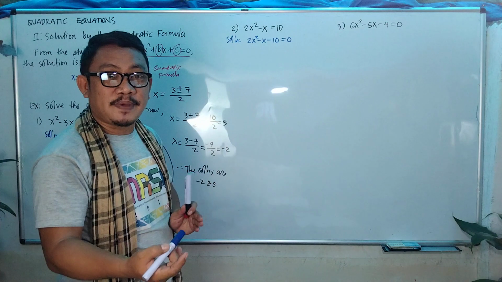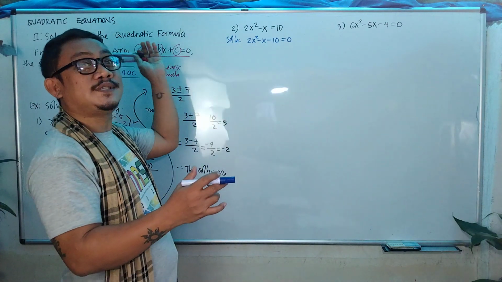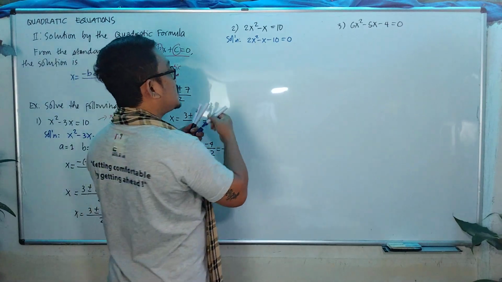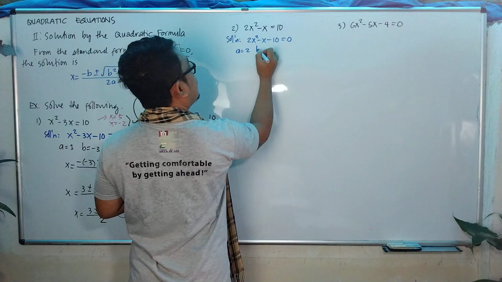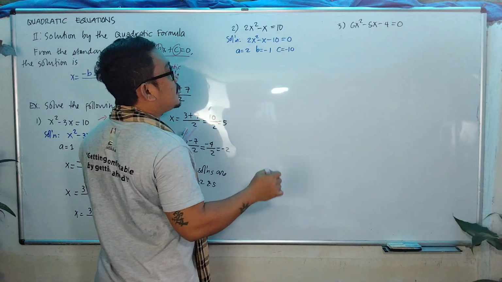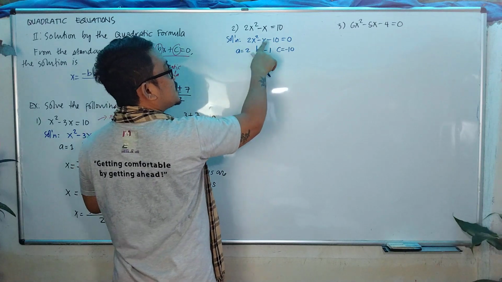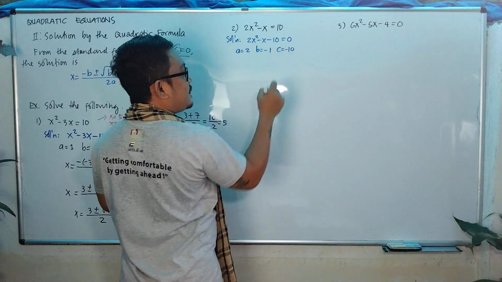Now, we will determine the values of A, B, and C, because we will use the quadratic formula. Okay? So, our A here is equal to 2. Our B is negative 1. Our C is negative 10. A is 2. B is negative 1, from the x term. Then, the constant is negative 10.